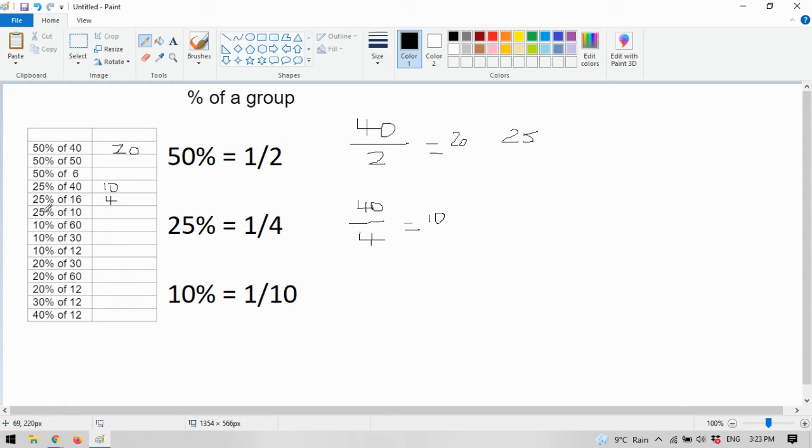25% of 10 is the same as a quarter of 10. So you might remember from our multiplication division unit that to divide by 4, you can go halve and halve again. So if you've got 10, let's halve it, you get 5. Halve it again. Half of 5 is 2.5.